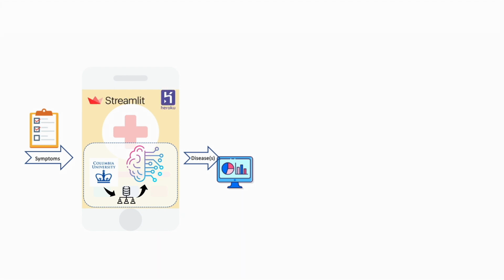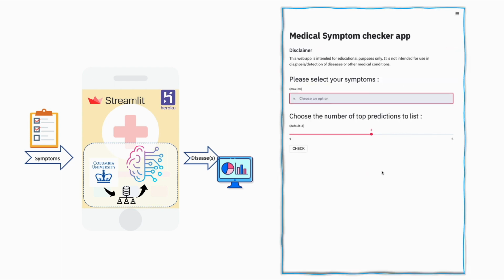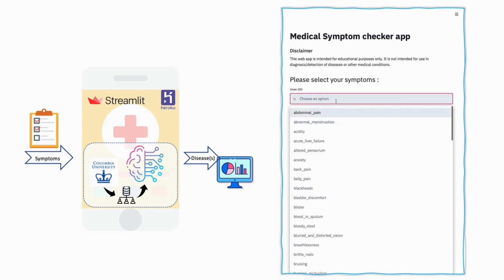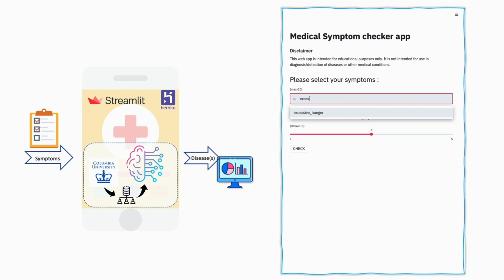Our web app is hosted on Heroku Cloud Platform using Streamlit App Framework. Let's have a look. This is the home page of our app. Either start typing in the box or choose from the drop-down menu for the symptoms you are interested in. Let's have a look at an example. Select few symptoms. Choose the top n predictions to list and check.